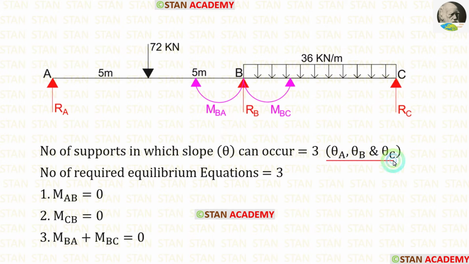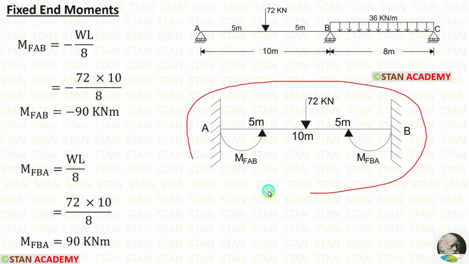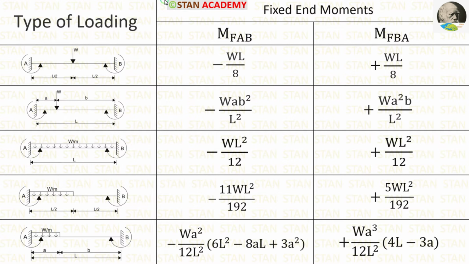Now let us make the fixed end moments. For making the fixed end moments, we have to assume every span as a separate fixed beam. First, let us make the fixed end moments in the span AB. You can see that I have assumed the span AB as a separate fixed beam. In this table, you can see some of the important fixed end moments for the different type of loadings.